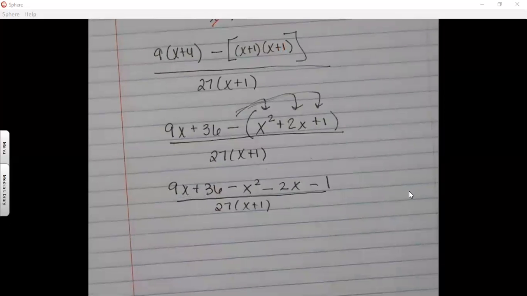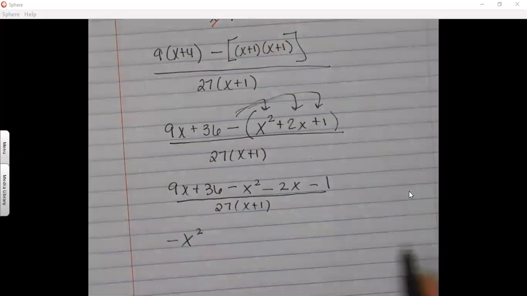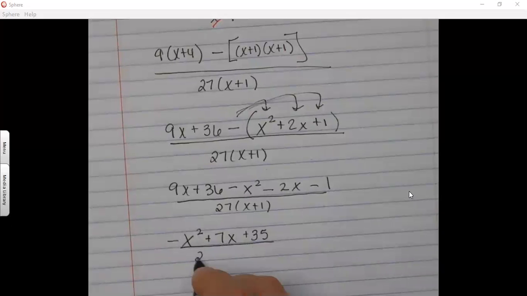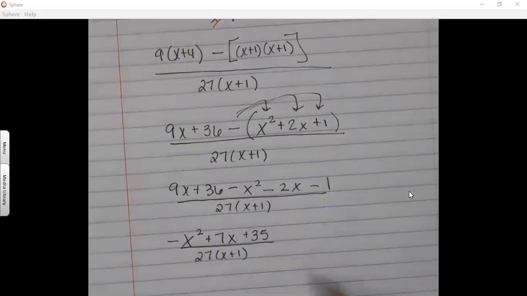In the numerator, I'm going to combine like terms and put it in standard form. So negative x squared would be my first term, nothing to combine it with. 9x minus 2x gives me a positive 7x. And 36 minus 1 is a positive 35. I don't have a GCF in the numerator, but I do have a leading coefficient that's negative. So let's factor that out.